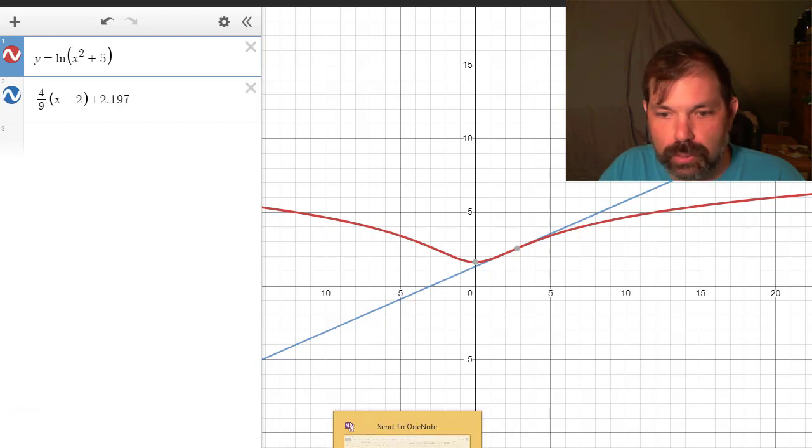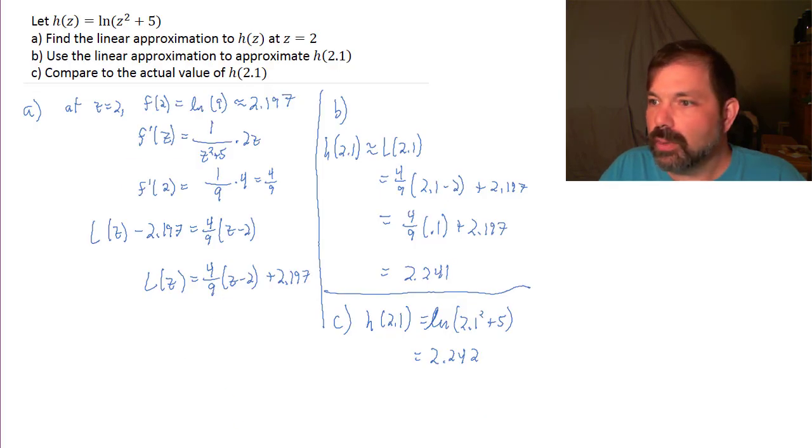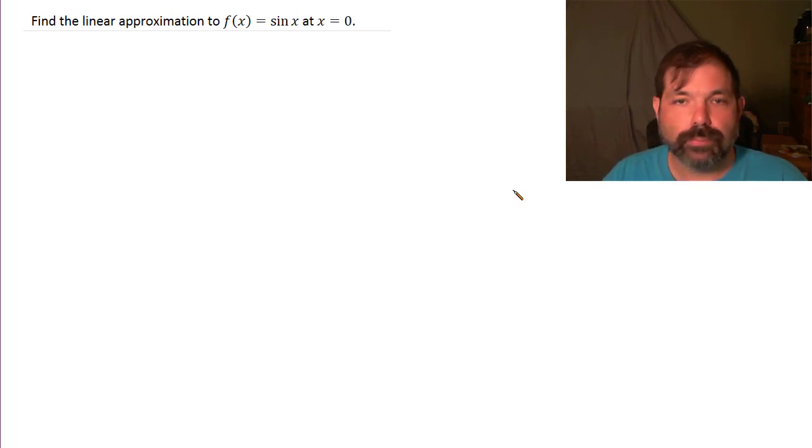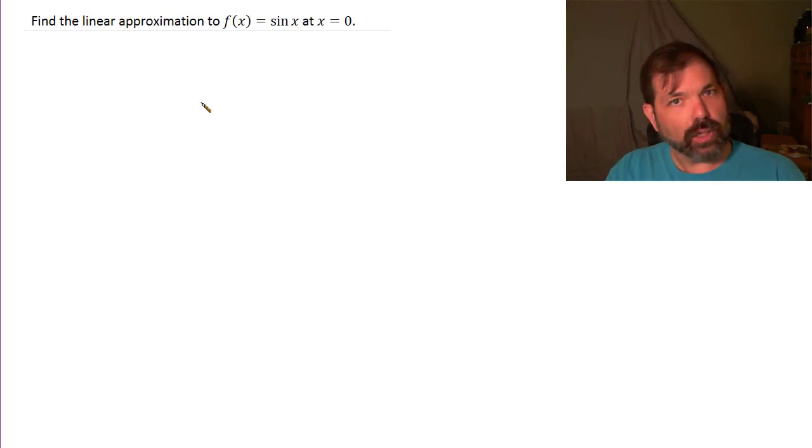All right, so let's look at another example. Find the linear approximation to sine x at x equals 0. Now would be a great time to pause and try this one out on your own. This is actually a really important approximation in physics. In physics you will often use the linear approximation of sine x instead of the actual function. As long as we assume the change in the angle isn't too much, this is a very good approximation.